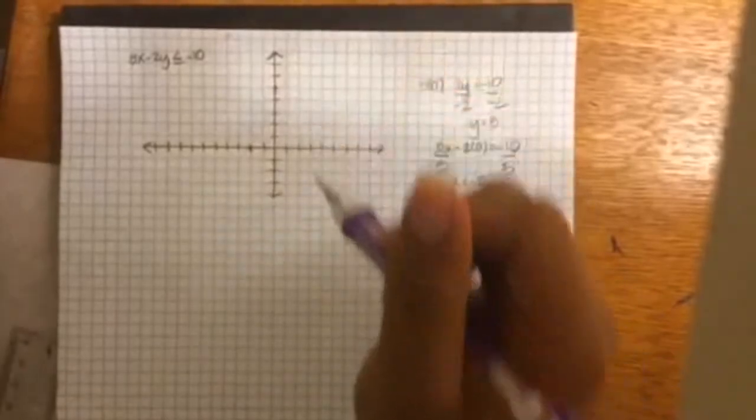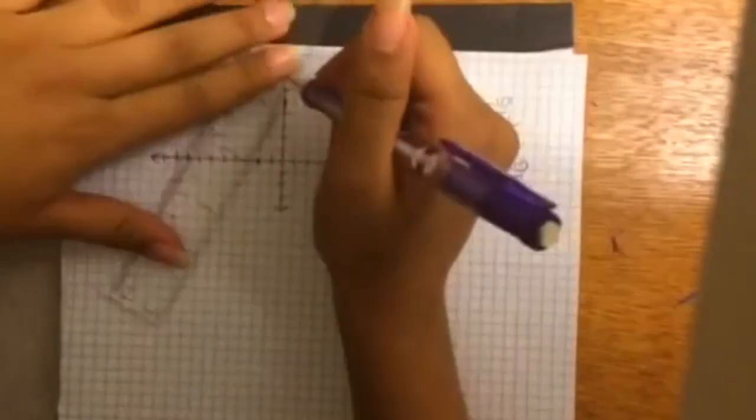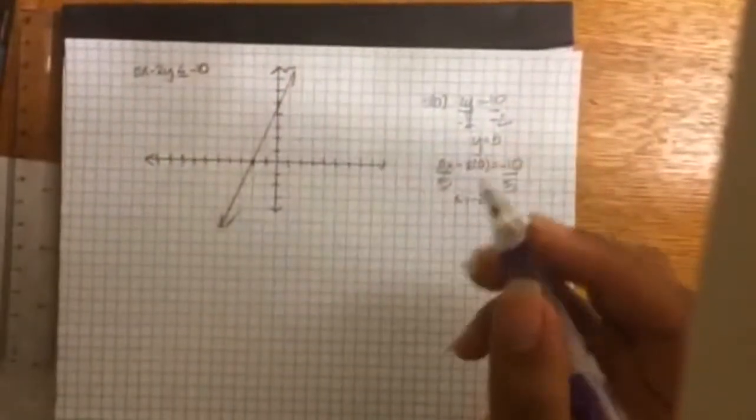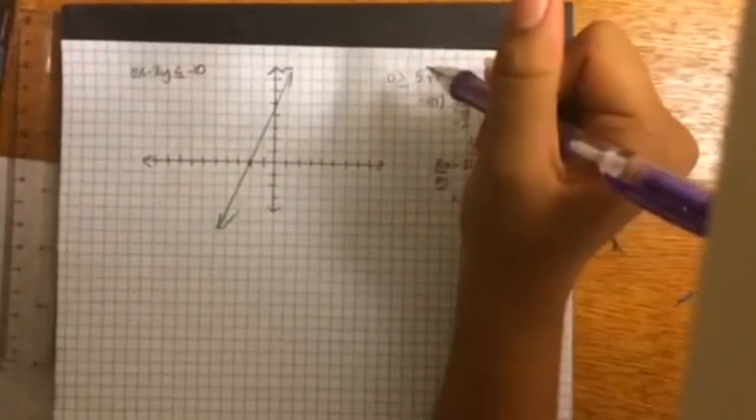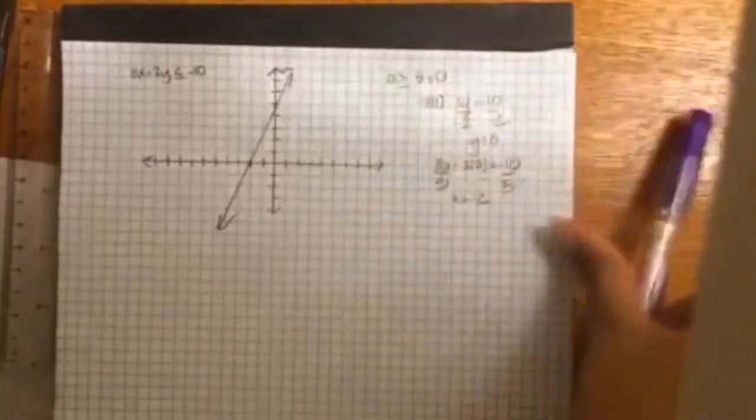Now because it's a less than or equal to inequality, your line will be solid. To find out which side to graph, use a test point. Because 0 is not greater than 5, you would shade the upper side.